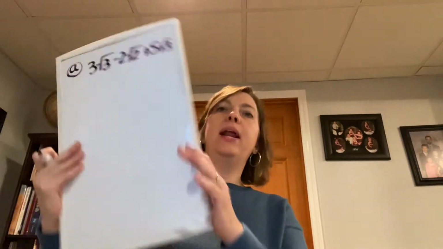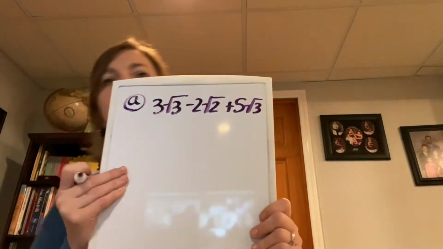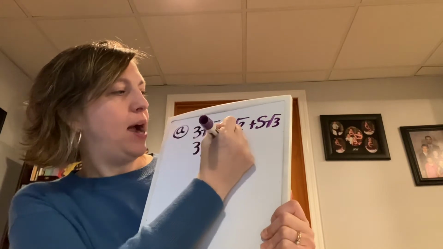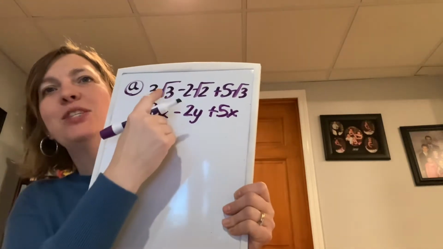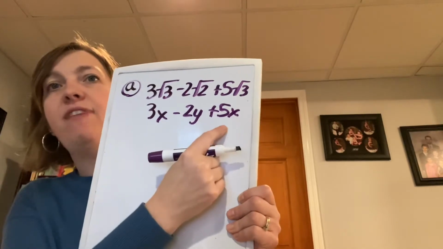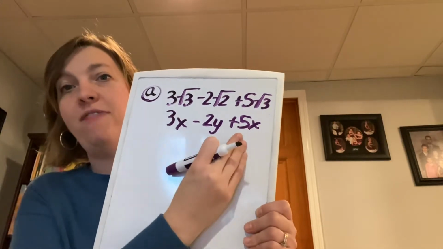So let's look at practice A, and I'm on page 266. So I have 3 square root of 3 minus 2 square root of 2 plus 5 square root of 3. Now, when I look at that, I might be intimidated and say, wow, that's a whole lot of radicals. Well, just think of radicals as variables. 3x minus 2y plus 5x. Do you see what I did there? Square root of 3 and square root of 3 are the same terms. So I can combine 3x and 5x. I've already learned that. I'm just relating radicals to what you already know about variables, right?